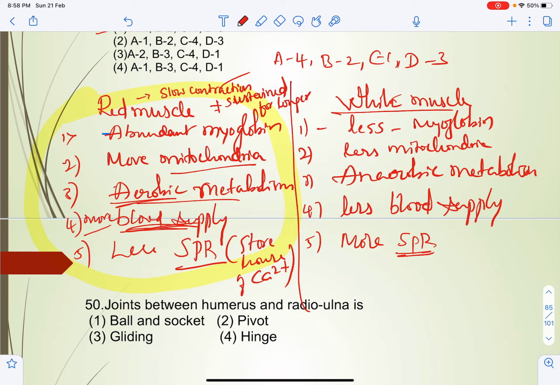So here, because of this, there is fast contraction, sustained for a short duration. They won't sustain, they get fatigued. Here there will be very little fatigue, and here more fatigue will be there, right.